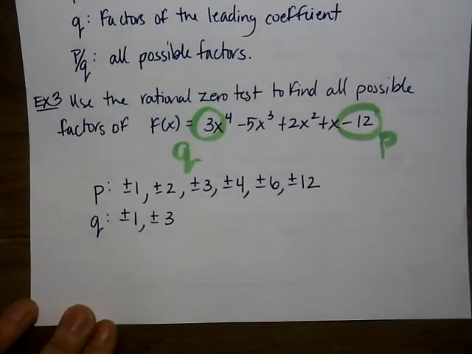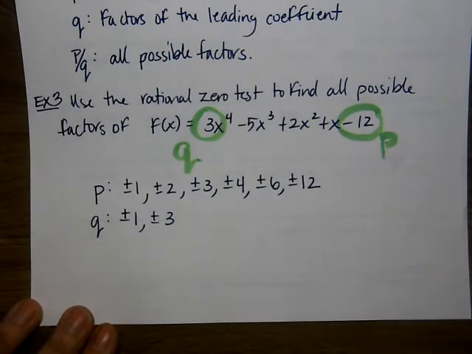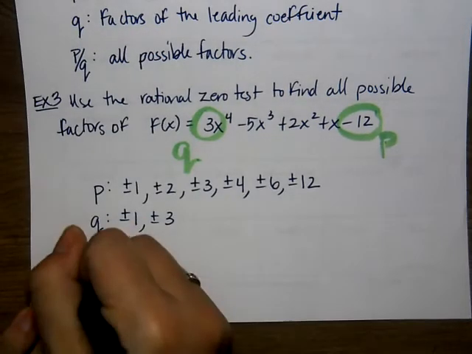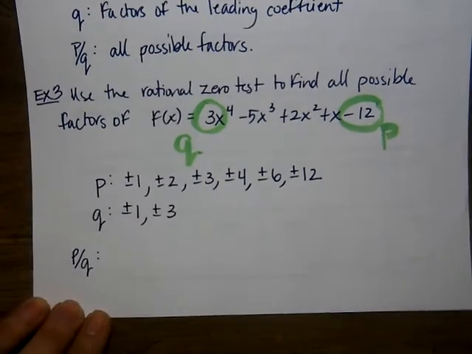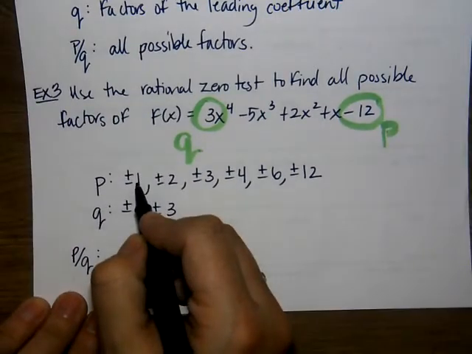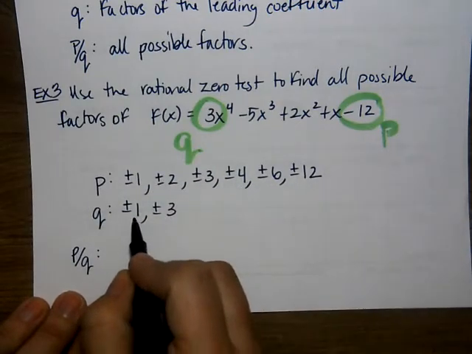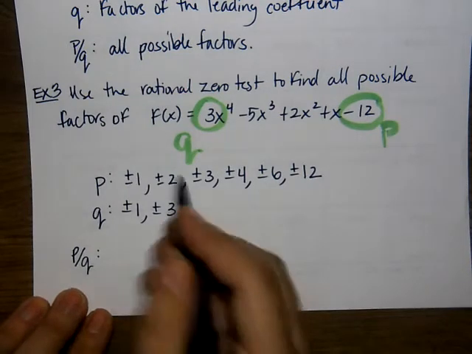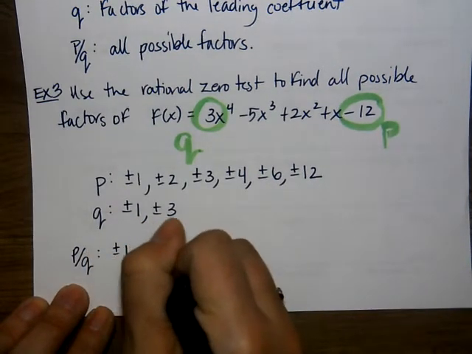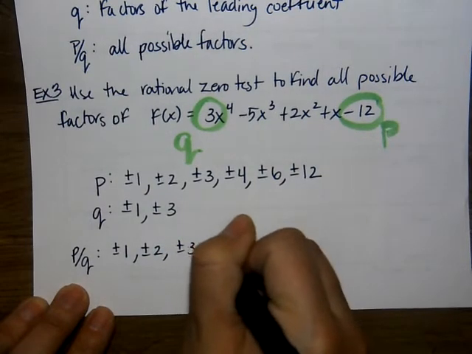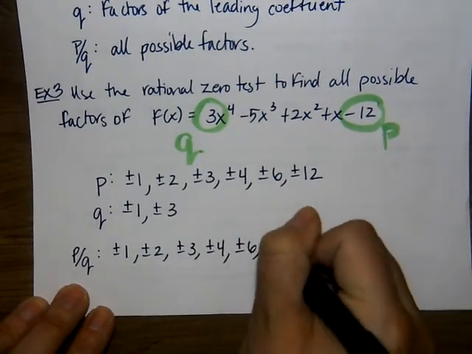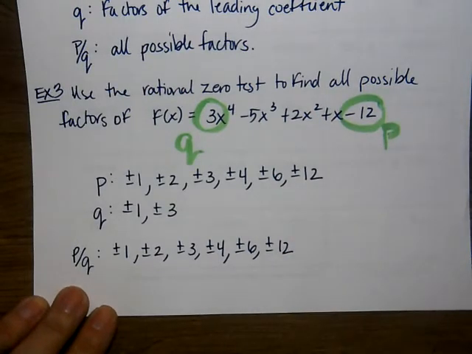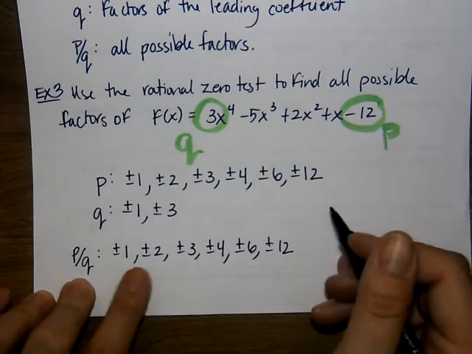Okay, now that I've found the list of P and Q, now I actually do the test. I figure out what are all the possibilities now. So you're going to divide these. So P divided by Q. So I'm going to do all of these numbers divided by 1. All of these numbers divided by 3. Okay, so I'm going to get plus and minus 1, plus and minus 2, plus and minus 3, plus and minus 4, plus and minus 6, plus and minus 12. That's dividing them all by 1. Now divide them all by 3.